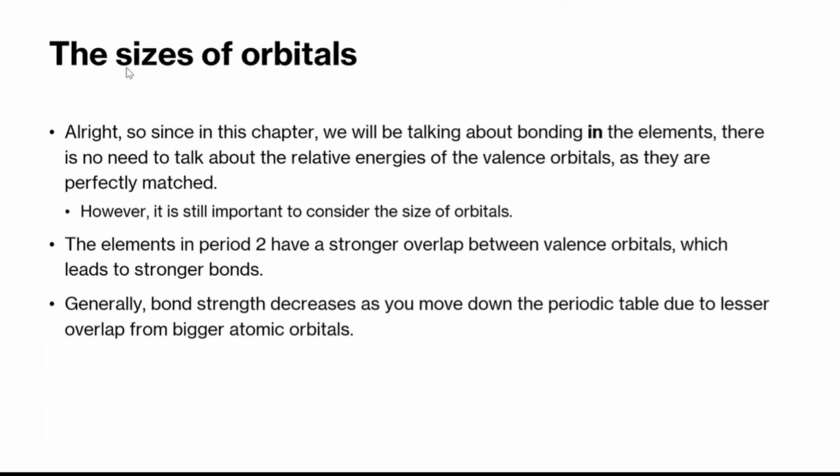Since in this chapter we're going to be talking about the bonding in elements, there's no need to talk about the relative energies of the valence orbitals because they're perfectly matched. However, it is still important to consider the size of orbitals. The elements in period 2 have stronger overlap between valence orbitals, which leads to stronger bonds. Generally, as you move down the periodic table, bond strength will decrease due to lesser overlap from larger atomic orbitals. And this is considering normal bond lengths.